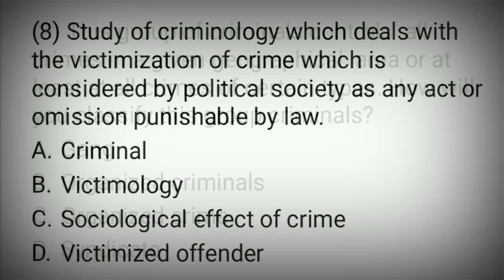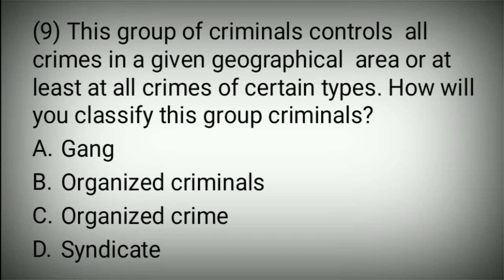Number 9. This group of criminals controls all crimes in a given geographical area, or at least at all crimes of certain types. How will you classify this group of criminals? A, gang. B, organized criminals. C, organized crime. Or letter D, syndicate.